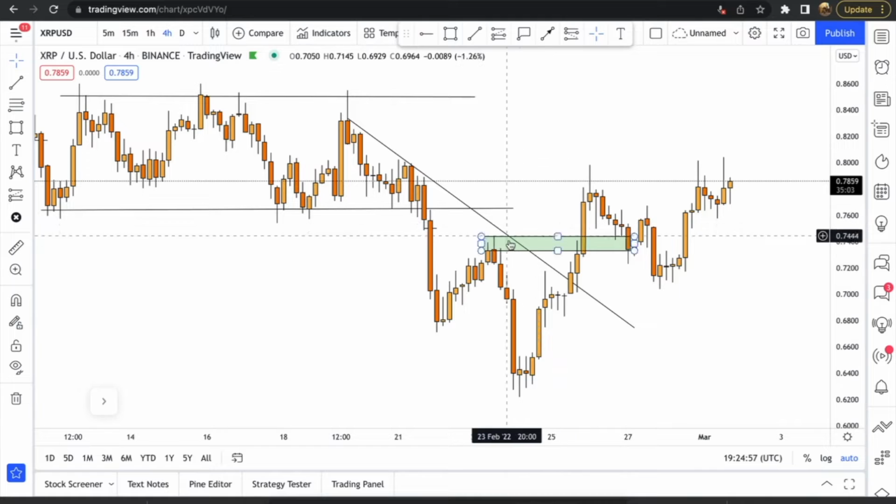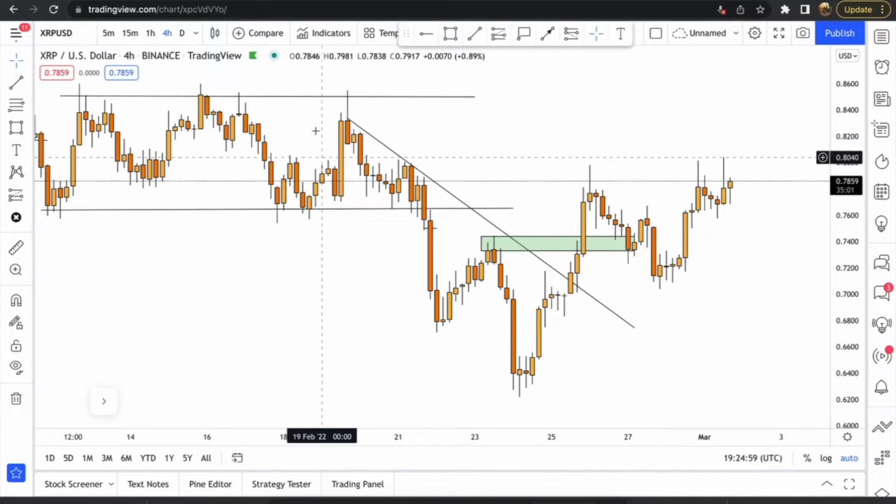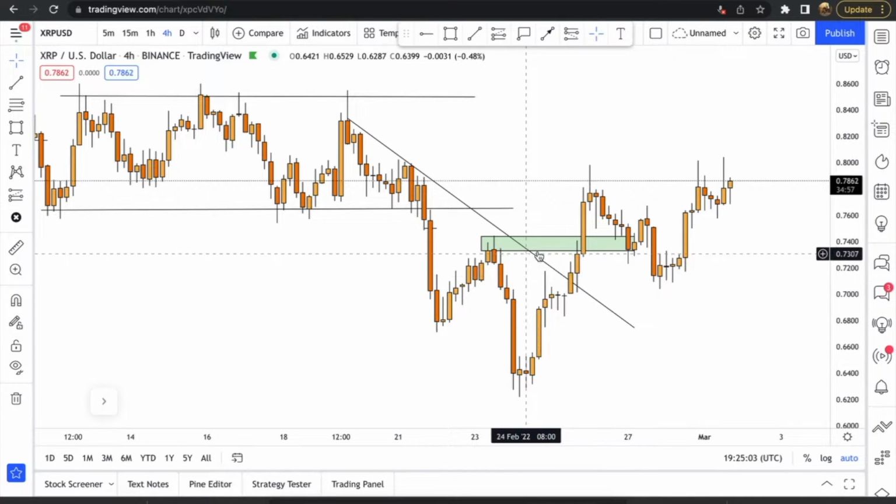But what I'm thinking here now is, based off this structure that we've got, this downtrend, and then we're breaking out here.